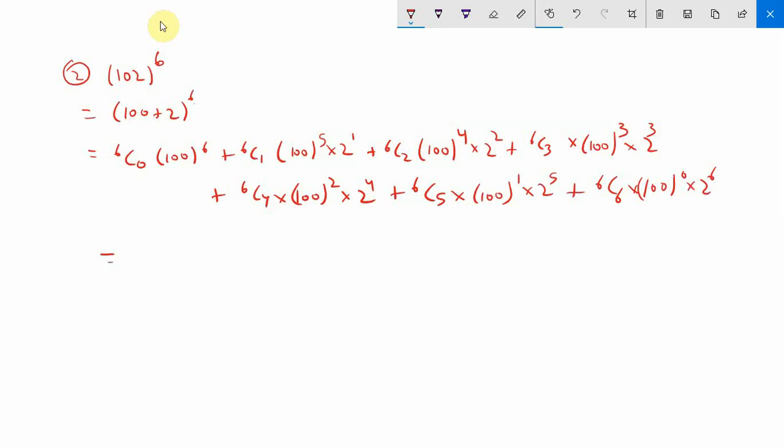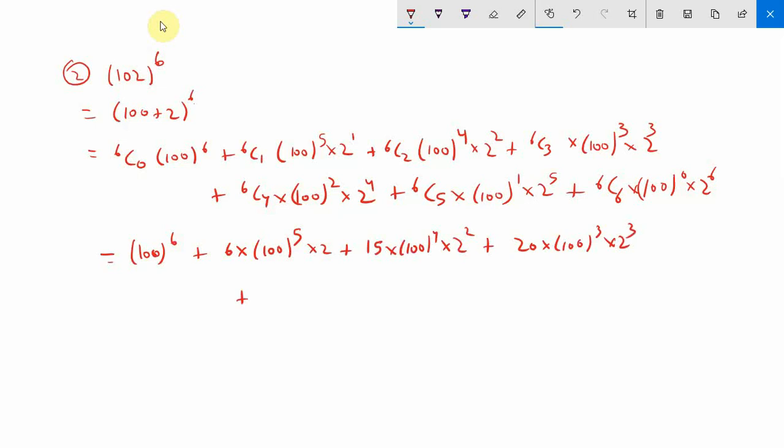So we can write this as, see, 6C0 equal to 1, so 100 to the power 6, plus 6C1 equal to 6, so 6 into 100 to the power 5 into 2, and 6C2 will be 15 into 100 to the power 4 into 2 square, plus 6C3 will be equal to 20 into 100 to the power 3 into 2 to the power 3 plus 6C4 will be 15 into 100 to the power 2 into 2 to the power 4 plus 6 into 100 to the power 1 into 2 to the power 5 plus 2 to the power 6.